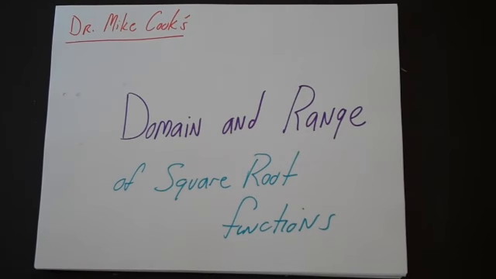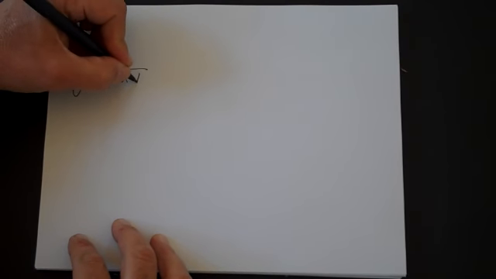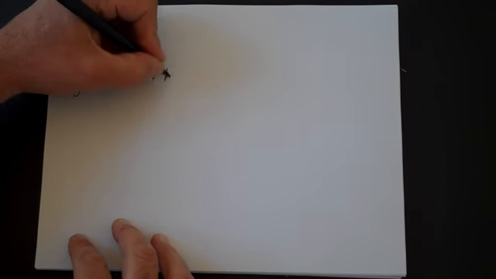Now let's look at the domain and range of square root functions. So basically we're combining two things that we already know. First, in order to graph y is equal to a square root of x minus h plus k.